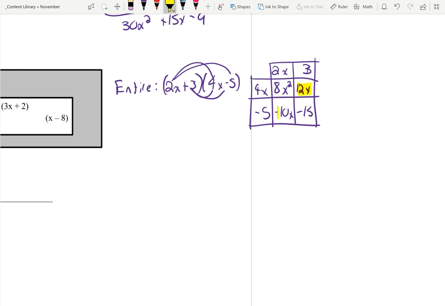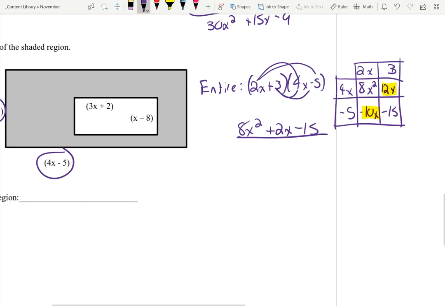When you combine your like terms, which are just the x terms, we get a total area of 8x squared. Negative 10 plus 12 makes 2x, and then minus 15. So that is our entire total area. Now I need to find the area of our interior rectangle. So the interior, that's going to be 3x plus 2 times x minus 8.